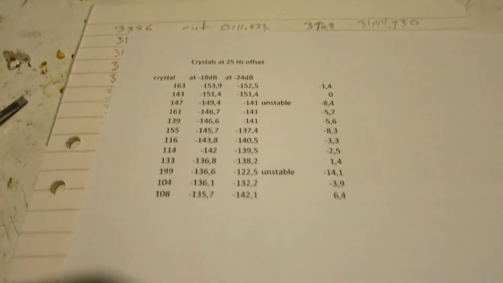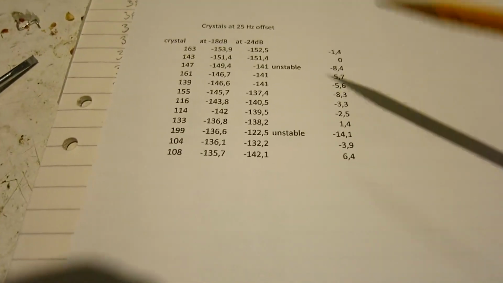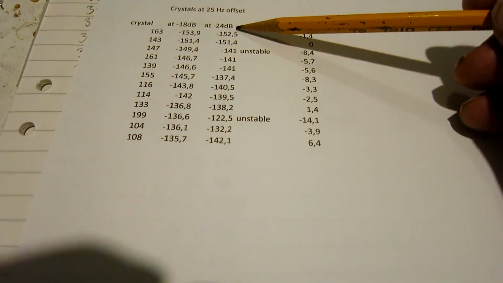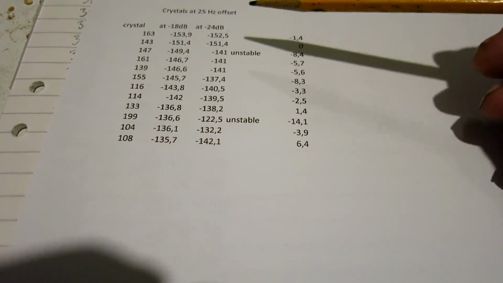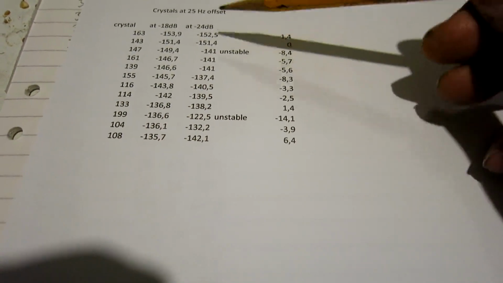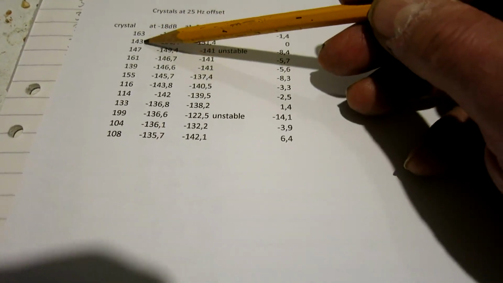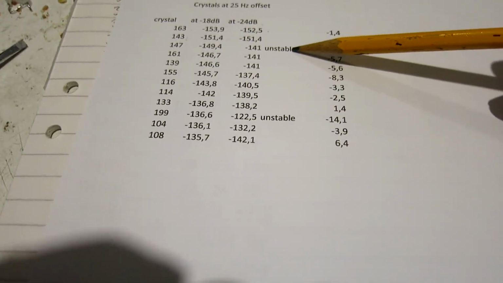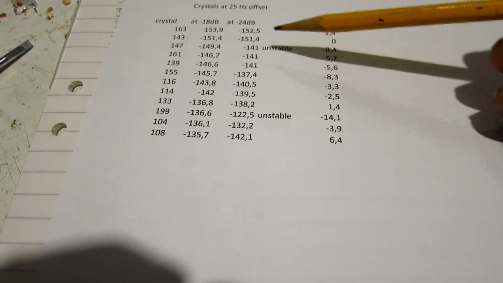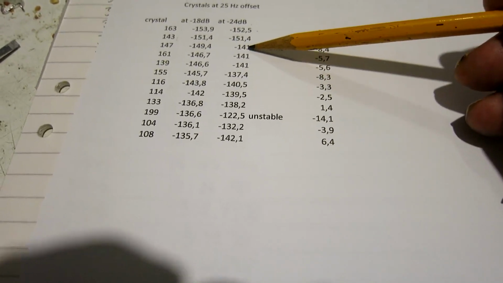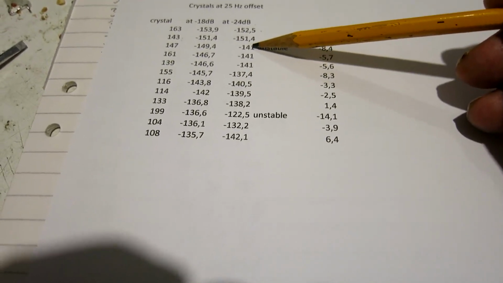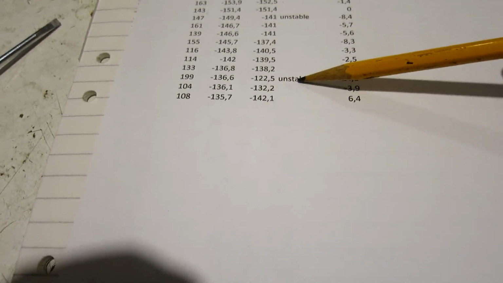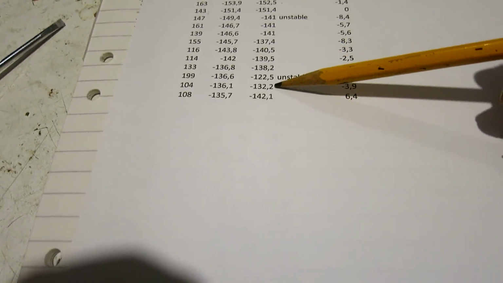I have looked at 12 crystals at minus 18 dB and at minus 24 dB. And I found two that seem good, number 163 and 143. This one is very unstable, and it gives a lot of noise, also at minus 24 dB. And of the other ones, there is one more that is unstable and one that is very noisy.